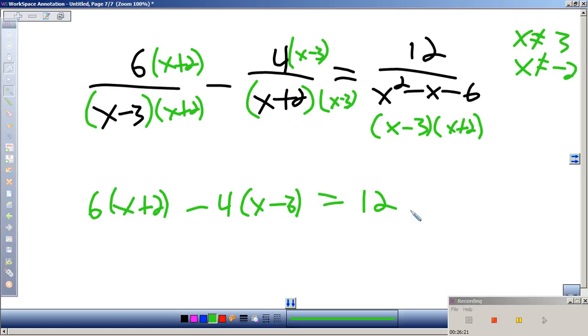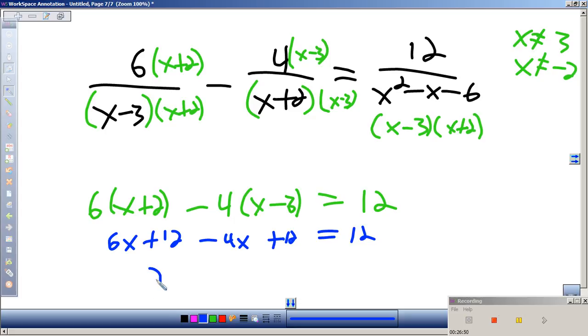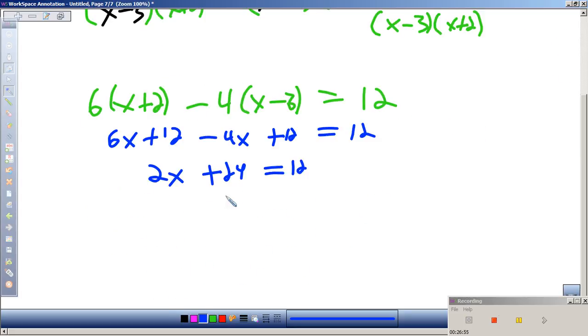And this is now your Algebra 1 type problem. What are you going to do to solve it? Okay, so you're going to distribute out and then combine. So you're going to have 6x plus 12 minus 4x plus 12 equals 12. 6x minus 4x, 2x plus 24 equals 12. 2x equals -12, x equals -6.